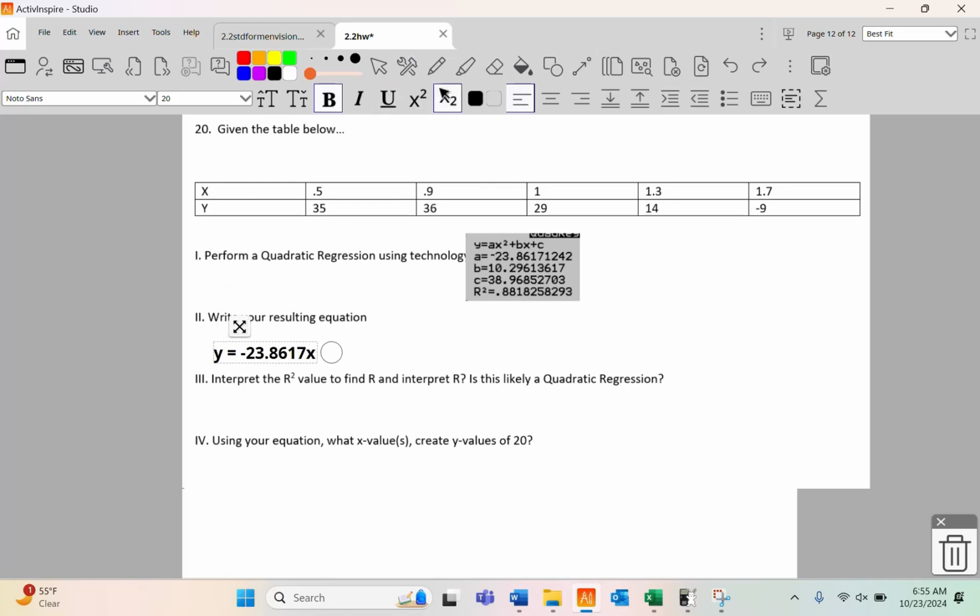That's x squared, because it says that's what a is, plus b, which is 10.2961, plus c, which is 38.9685. And it also says interpret the r squared value to find r. So r squared is 0.8818 and some change, which means r is going to be the square root of that.